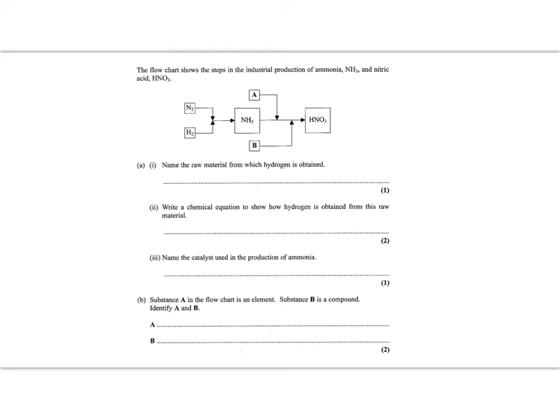This question looks at ammonia and the production of nitric acid. Now the production of nitric acid is no longer on the syllabus, so we can actually ignore part B, and here we're just looking for some straight knowledge recall really. Name the raw material from which hydrogen is obtained. Well, from that you could have two raw materials.